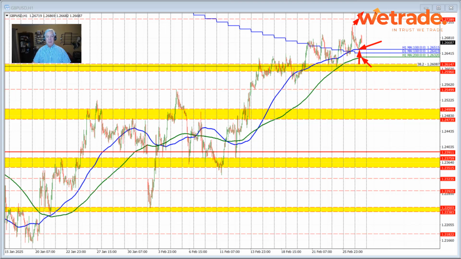So remember the cluster of moving averages that we saw on the dollar versus yen. Well, we have a cluster of moving averages on the sterling versus US dollar: the 100-hour moving average, the 200-hour moving average, and the 100-day moving average in between them. Ultimately, this is going to be the barometer for bullish above, bearish below. As long as we stay above it, it's more bullish. If we move below it, then the bias turns more to the downside.